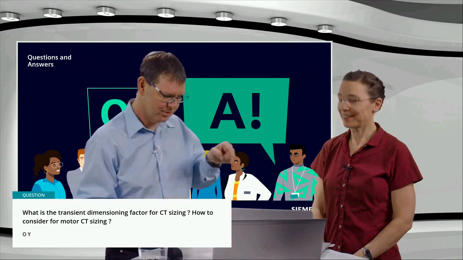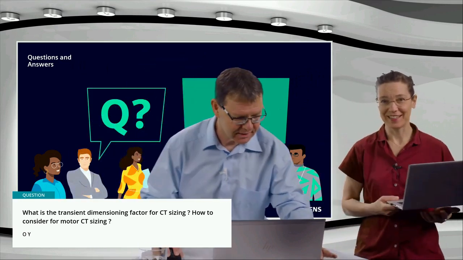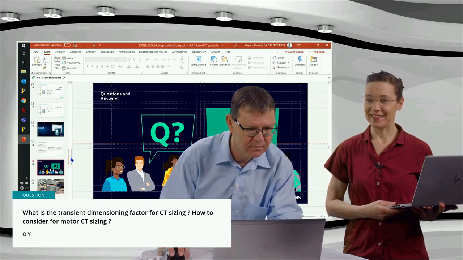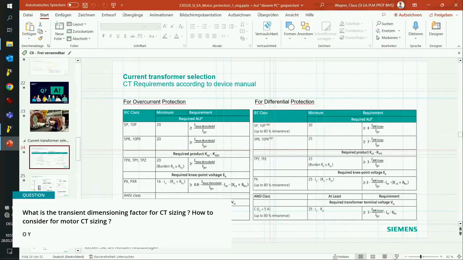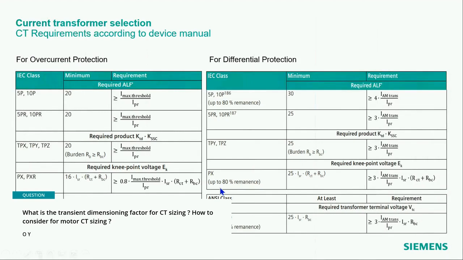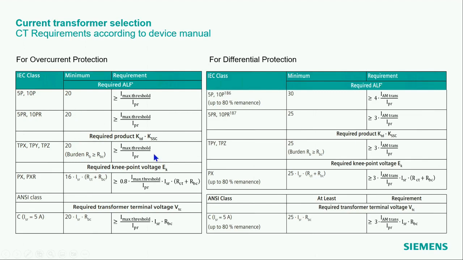Now I need to go into the... Where do we have that stuff here? Here's the KTD. The definition is in another IEC standard. I need a certain required product, KTD times KSSC. The KTD in our case, if we go to the differential protection, would be the 3 here, and the KSSC is normally the short circuit current divided by the primary current.